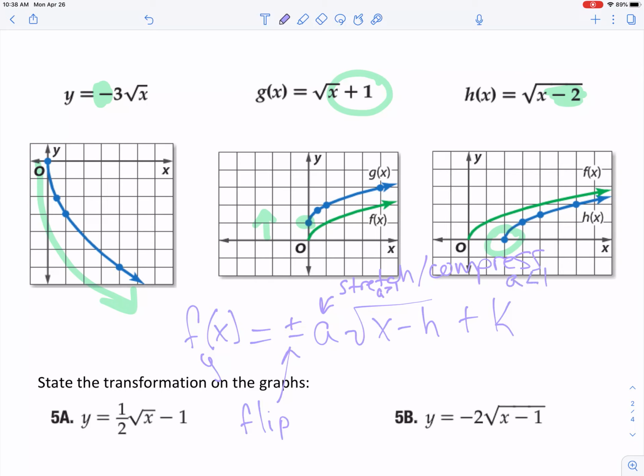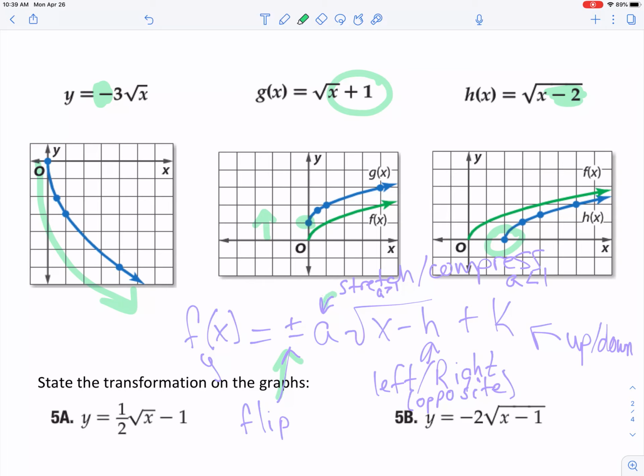But notice that you should ignore the negative sign. So on this first example up here where it has -3, that should actually be flipped and stretched. Because I ignore the negative sign, 3 is bigger than 1, therefore it is stretched. h moves left and right. But as I see on that third example there, it's actually going to be opposite of what you think. And k is going to move up or down. Try and sneak that in there.